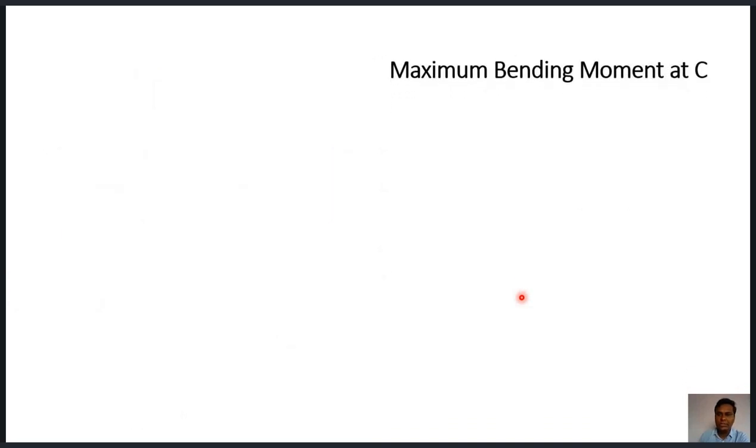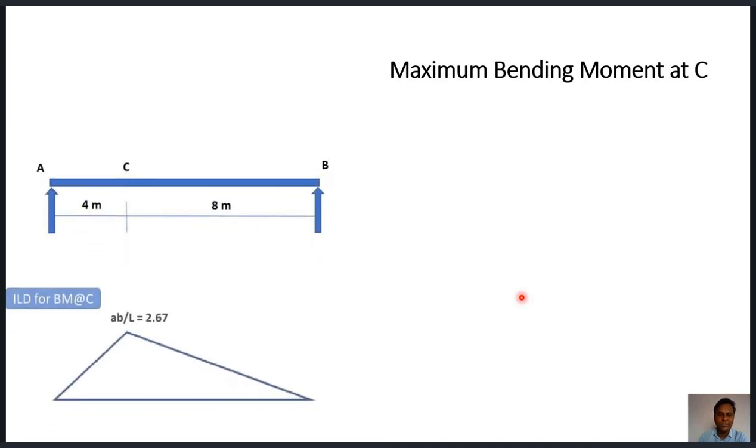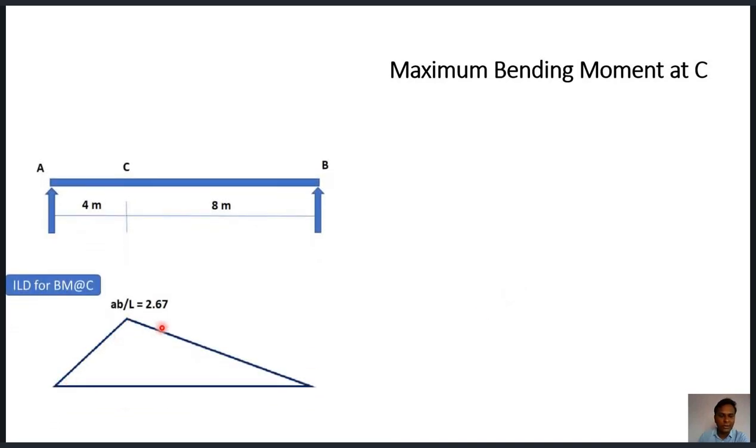Okay. Now next, maximum bending moment at point C. To find the maximum bending moment at point C, first of all we need to draw the standard influence line diagram for bending moment at point C, where the maximum ordinate is equal to ab by L, that is equal to 2.67. Now how can we take a and b? Here a will be equal to 4 and b is equal to 8. In this case you will be getting maximum ordinate as 2.67.